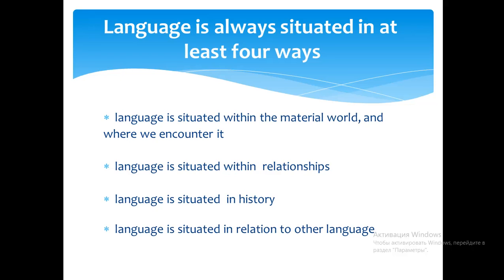Third, language is situated in history, that is, in relation to what happened before and what we expect to happen afterwards. Finally, language is situated in relation to other language. Utterances and texts always respond to or refer to other utterances and texts. That is, everything that we say or write is situated in a kind of network of discourse.